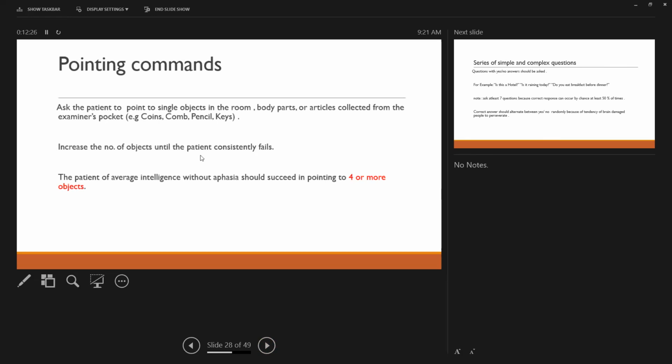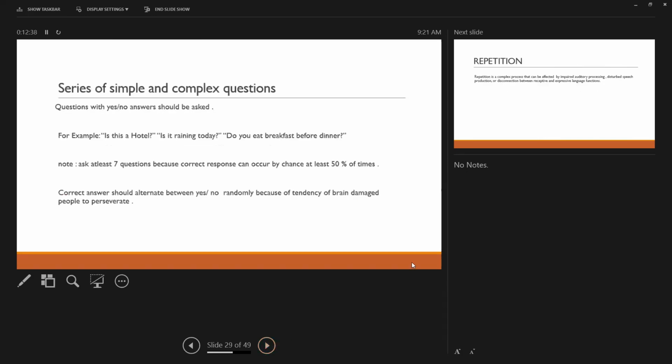Increase the number of objects until the patient consistently fails. A patient of average intelligence without any aphasia should succeed in pointing to 4 or more objects. Second is a series of simple and complex questions. The questions should have either yes or no as the answer. For example, is this a hotel, or is it raining today, or do you eat breakfast for dinner?